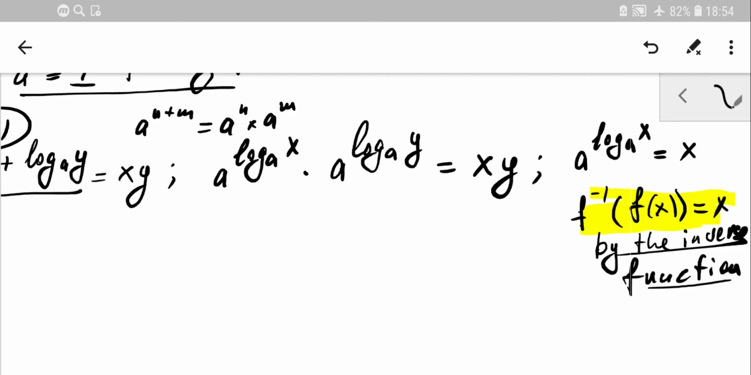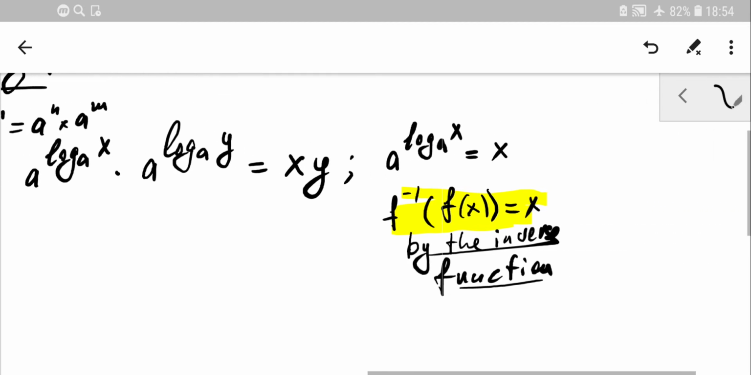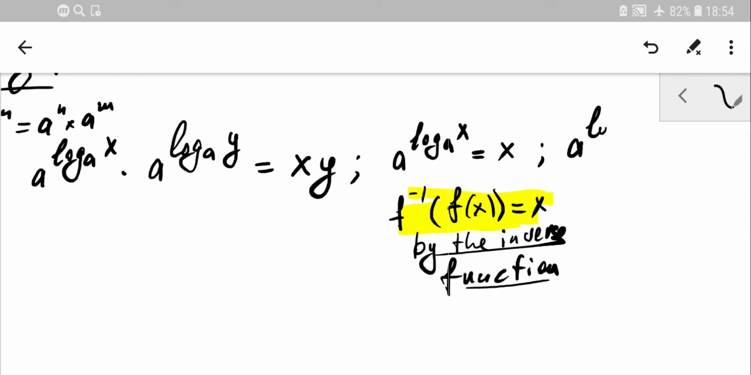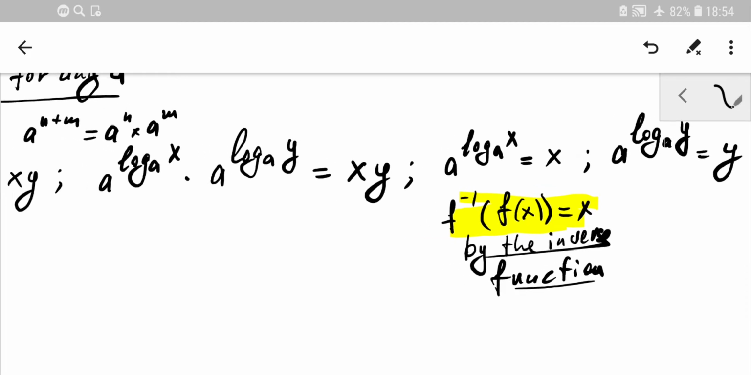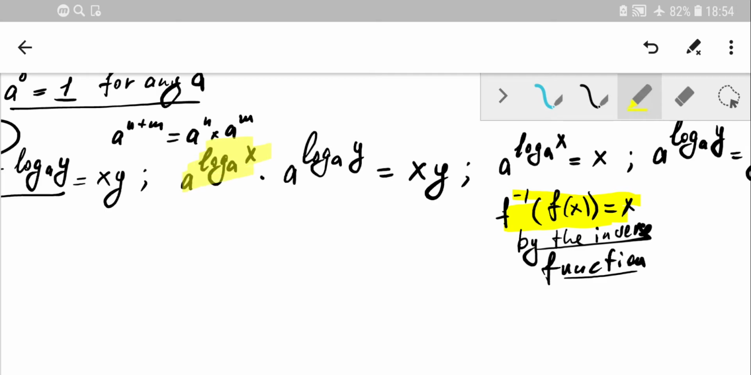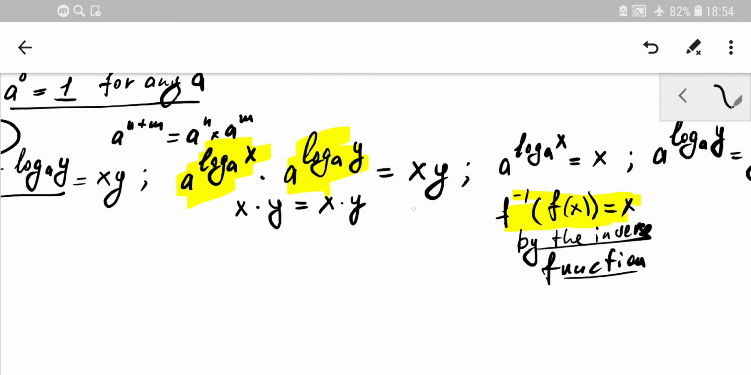And hence, what we're gonna do, a log ax is x, and in the same manner, a log ay is simply y. And hence, instead of this and this, we'll simply have x times y, which is correct because the right hand side is also x times y. So that was based on the property of the inverse function from the function, and that will give you x. Basically, the result of that procedure is x. So we use that property here.